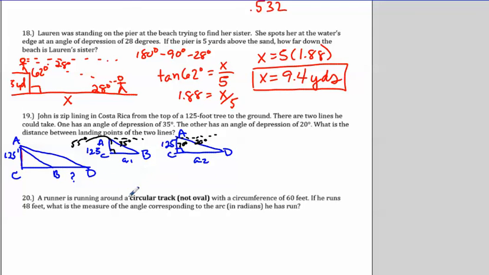So now I can do some more tangent. I can write tangent of 55 degrees is equal to my first A over 125, and for tangent 55 I get about 1.43 equals A over 125, and I multiply both sides by 125 and I get A is approximately 179 feet.